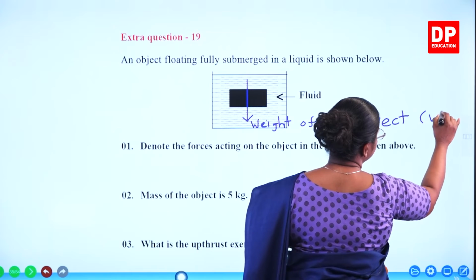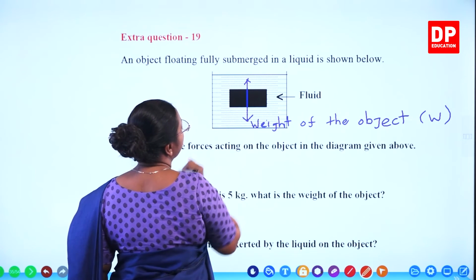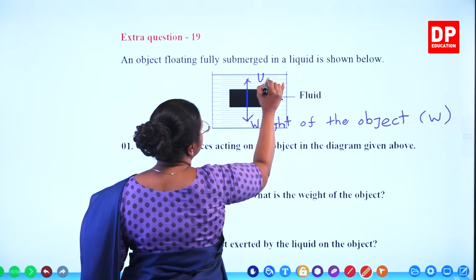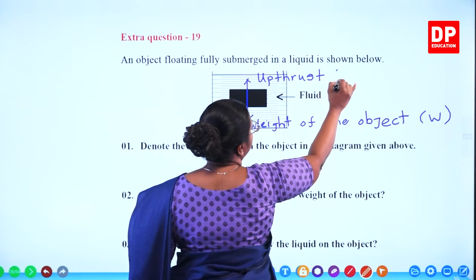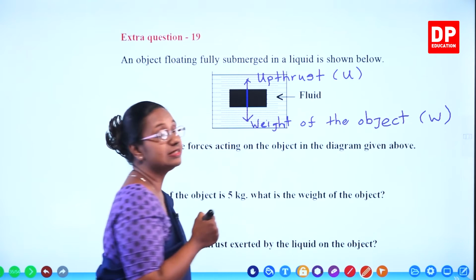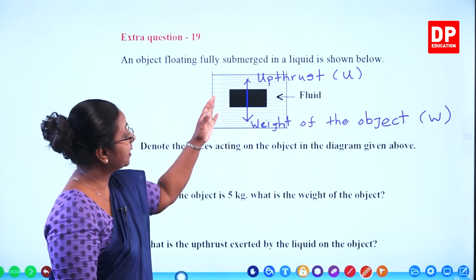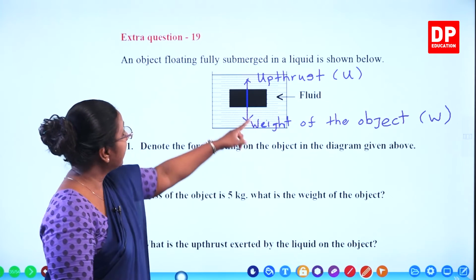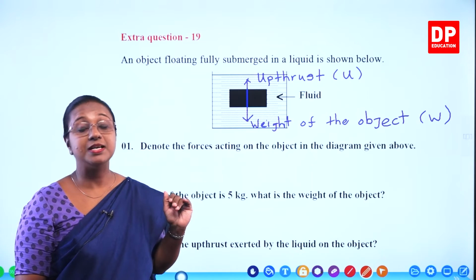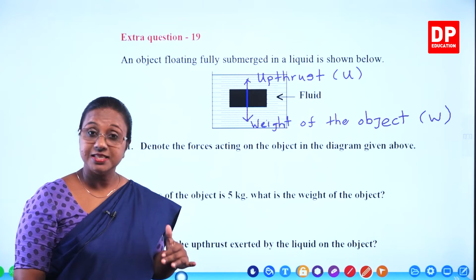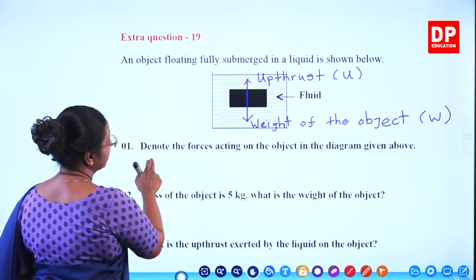Usually we use the symbol W, weight of the object. And what is the force acting upwards? It is the upthrust. Upthrust is usually represented by the letter U. Upthrust up and weight downwards. And if it is an instance like this, where the object is fully submerged in a fluid, the upthrust is equal to the weight of the object. So we have denoted the forces.